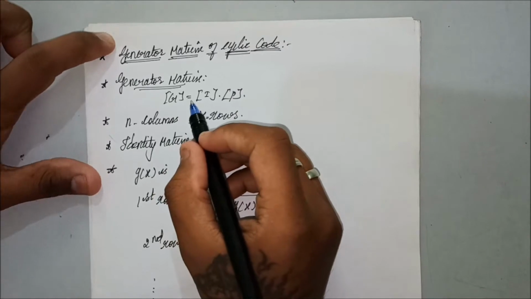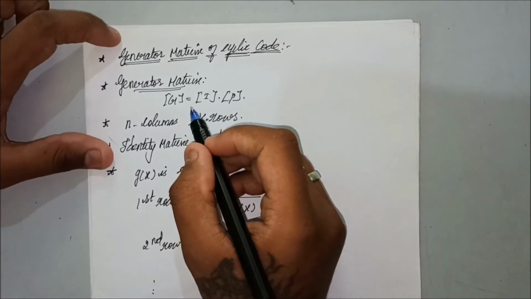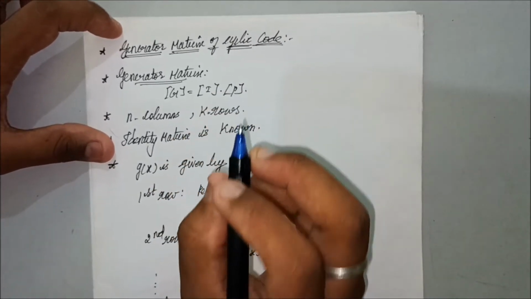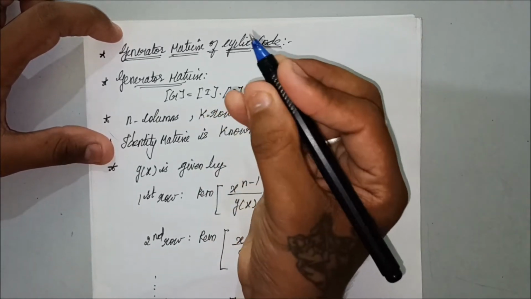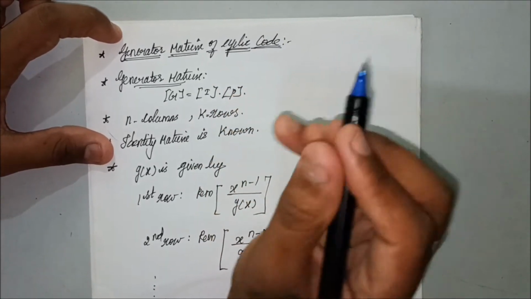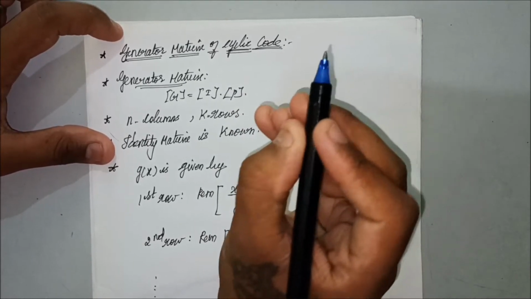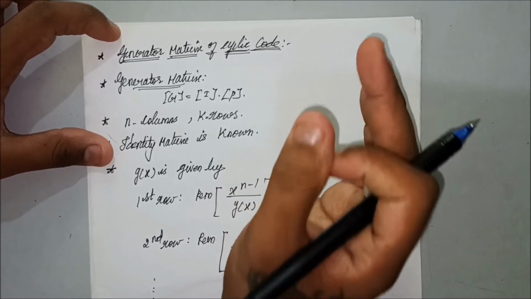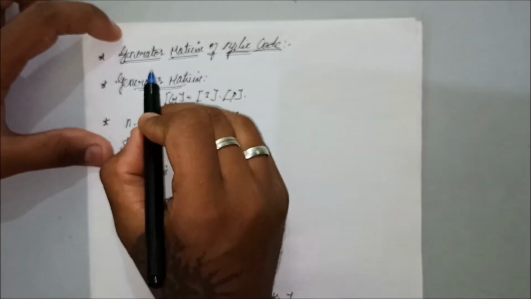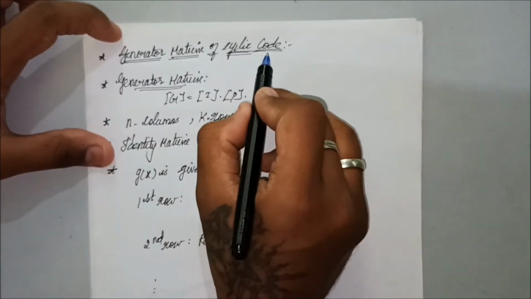In this lecture series, so far we have seen cyclic code and how to check whether a given code is a cyclic code or not. Then we have seen systematic code word and non-systematic code word. These are the three things that we have seen so far related to cyclic code. In this lecture I'm going to explain how to calculate the generator matrix of the cyclic code.